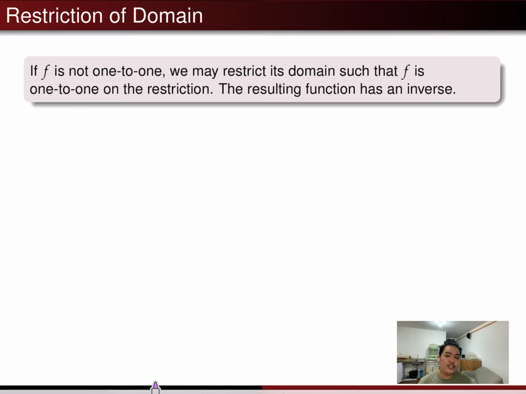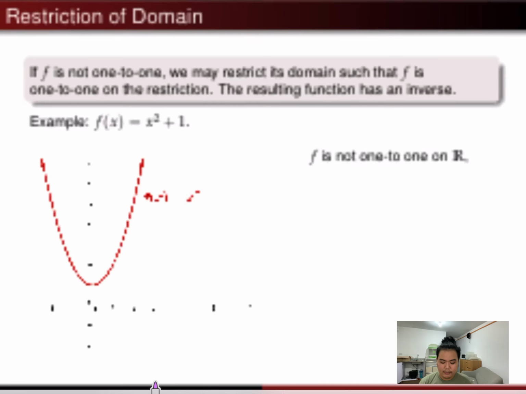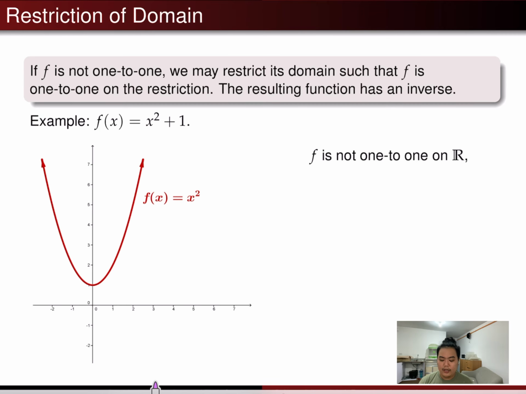Okay, so if the function is not one-to-one, sabi natin kanina, it doesn't have an inverse function. But we can restrict its domain such that the function becomes one-to-one. And the resulting function, this is another function, bago na to, the restricted function has an inverse function. Because we force it to be one-to-one. So for example, this x squared plus 1, yan yung graph niya. Of course, f is not one-to-one if your domain is the set of real numbers. So pag kinuha mo lahat to, hindi siya one-to-one.